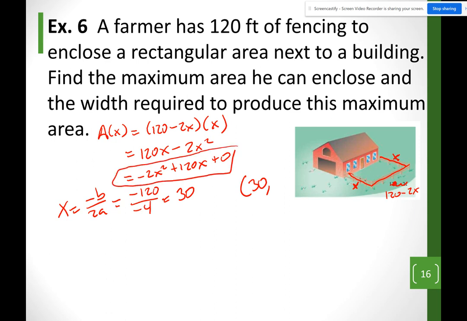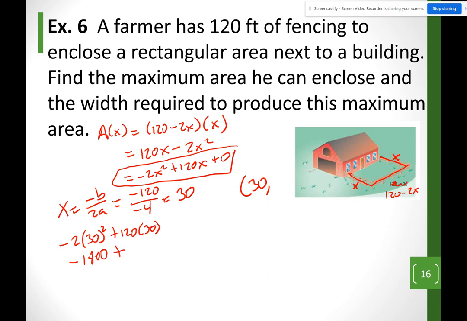I'm going to use this function right here to find my y value of my vertex. So I have negative 2 times 30 squared plus 120 times 30. I don't have to do the plus 0. All right, 30 squared, right? 30 times 30, isn't that 900? 900 times a negative 2, that's a negative 1800. Notice I did the square first. I have to do exponents before I multiply.